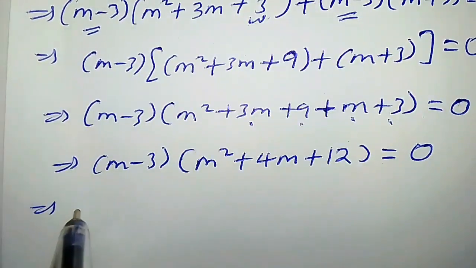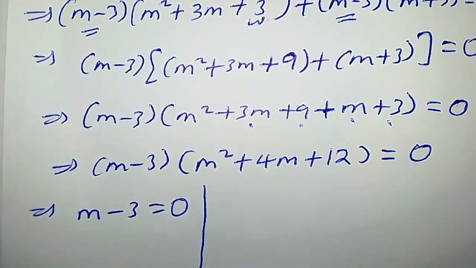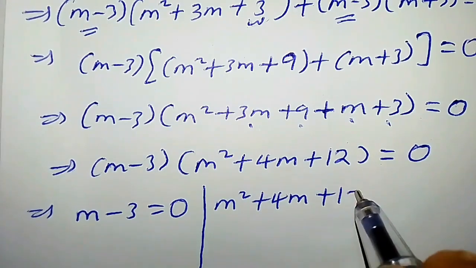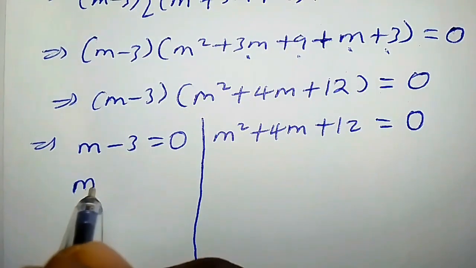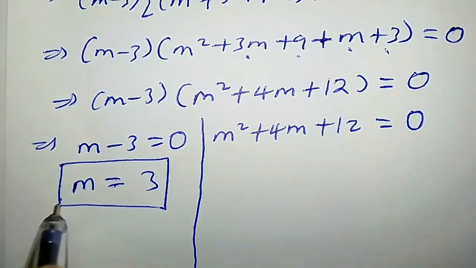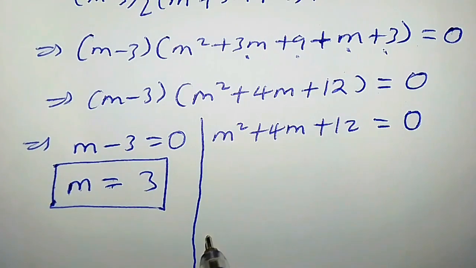So we have m minus 3 equal to 0, or m square plus 4m plus 12 equal to 0. From this line, m is equal to 3. Take note of this value of m. This quadratic equation has no real roots.